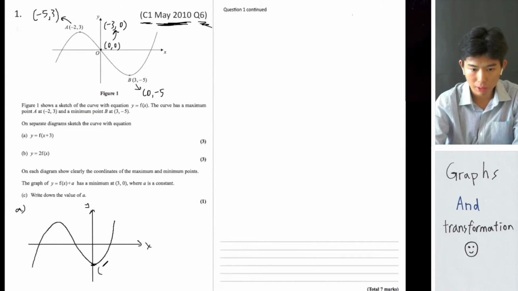This one here would be 0 and -5. And here would be -3 and 0. And the point for A, and this one is B, would be -5 and 3.